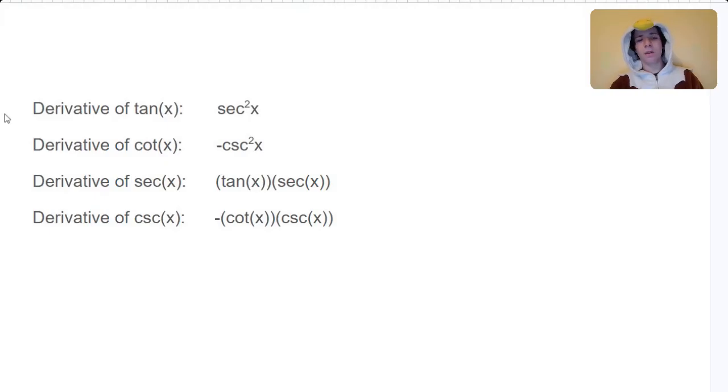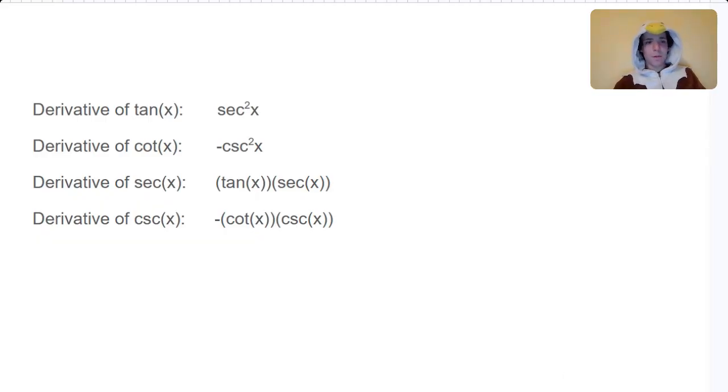And here are all the derivatives of the trig functions that we found out. So you can write these down. I'll give you a second to write these down. And now let's look at some practice problems.